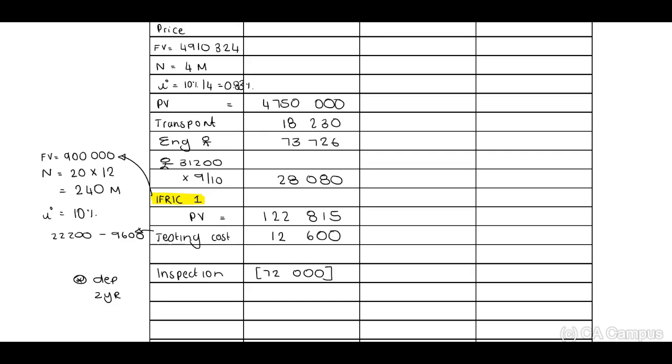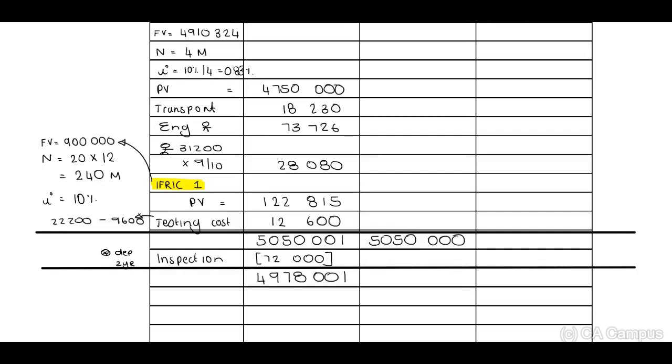Therefore, if I add all of my details in terms of my purchase price, just quickly want to indicate this to you. When you look at this, my total purchase price with all of the additional costs is the 5,050,001. My inspection costs will be the 72,000. Now that 72,000 will be depreciated based on the 2 years. My 4,978,001 will be depreciated based on the useful life, which is the 240 months.